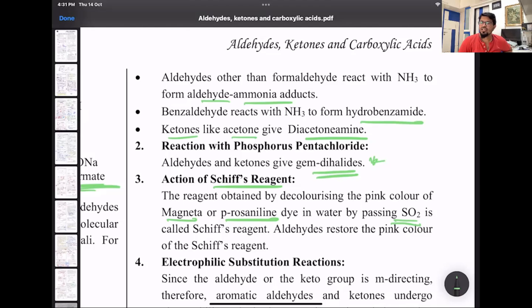When you add aldehydes to it, the pink color is restored. All right. So if the pink color is restored, it means aldehydes have got oxidized and Schiff's reagent has got reduced back to pink color. So for distinguishing tests between aldehydes and ketones, you have Fehling solution, Tollens reagent, Schiff's reagent, as well as Benedict solution. 4 we have. That's one part.